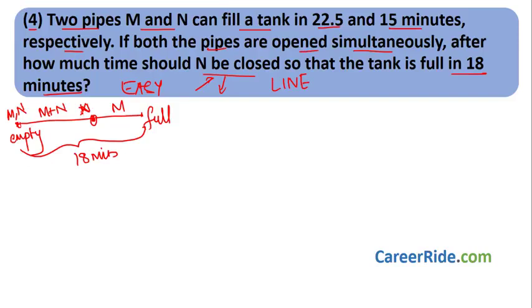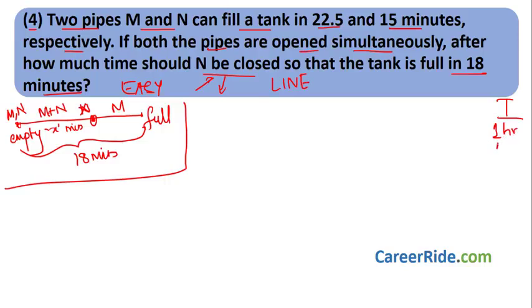Now do we know at what point or after how many minutes we have to close pipe N? No, so let us assume that pipe N should be closed after X minutes. That means pipes M and N both are working for X minutes, then after that N is closed and only M is working. Now from this diagram let's see how to solve the sum. What have we learnt in pipes and cisterns at the start? Just invert and find the 1 hour work done. But do we have hours over here? No, we have minutes.